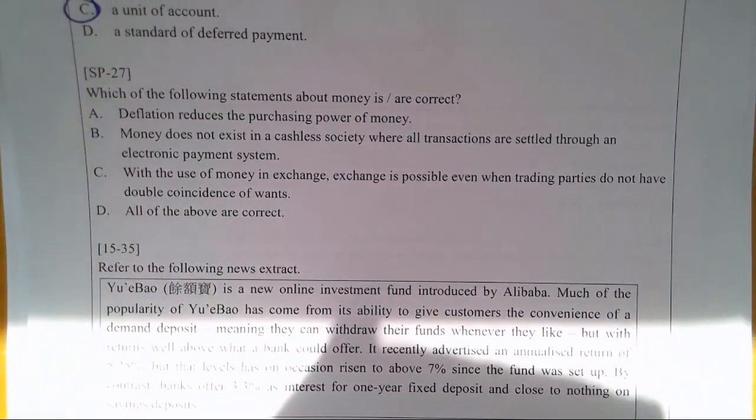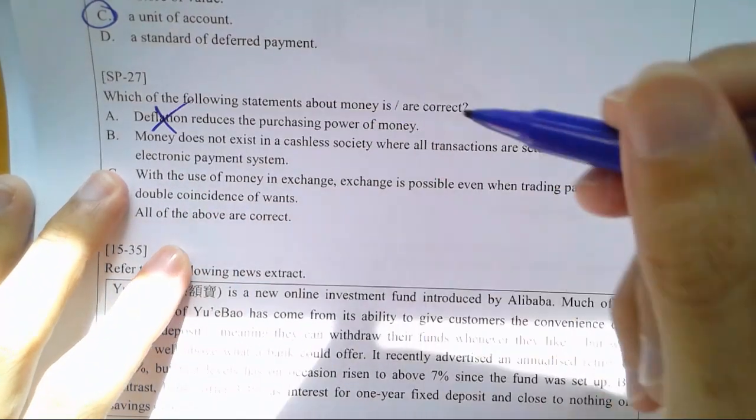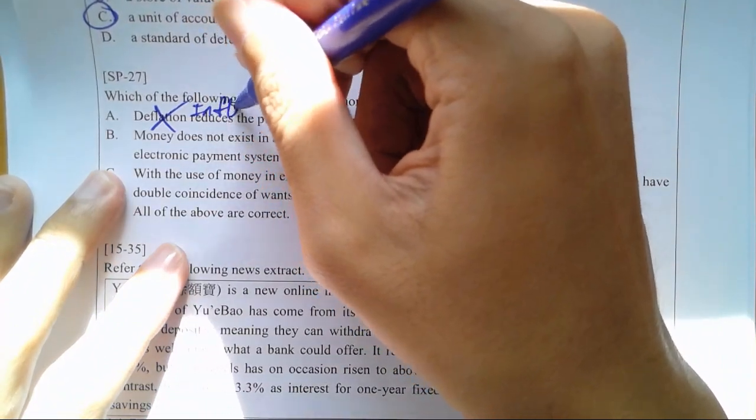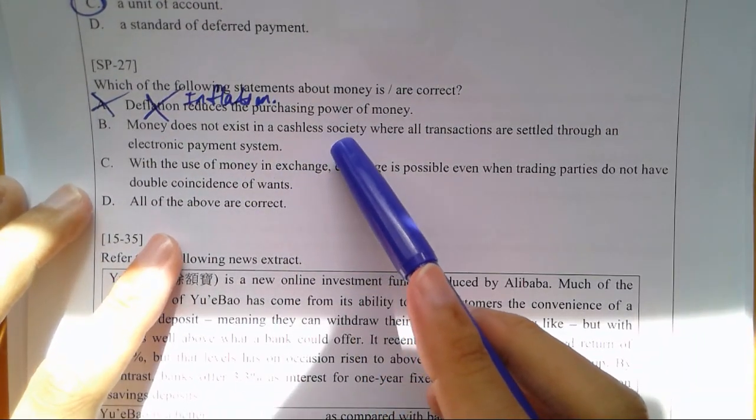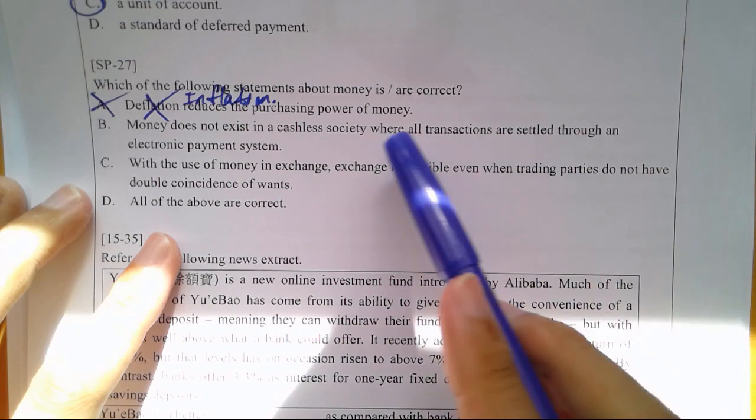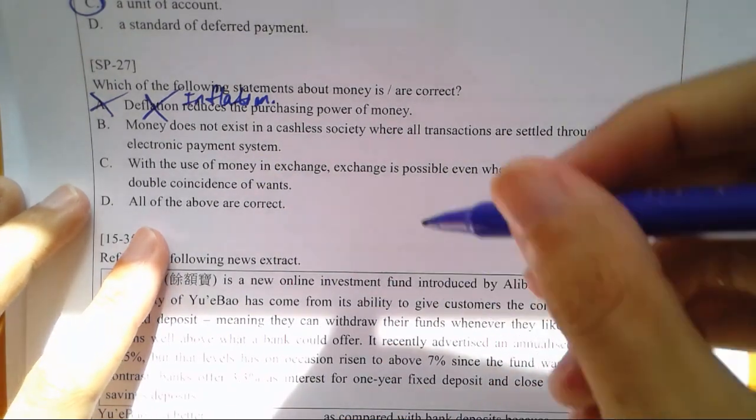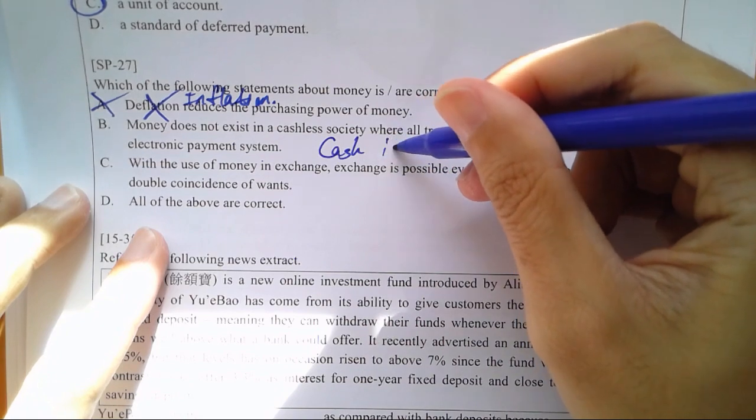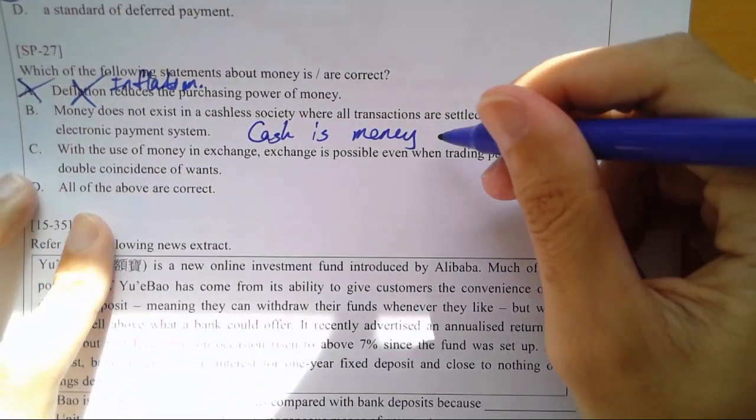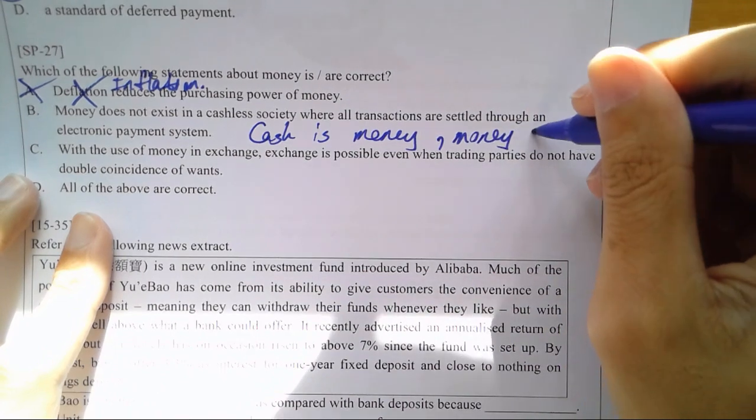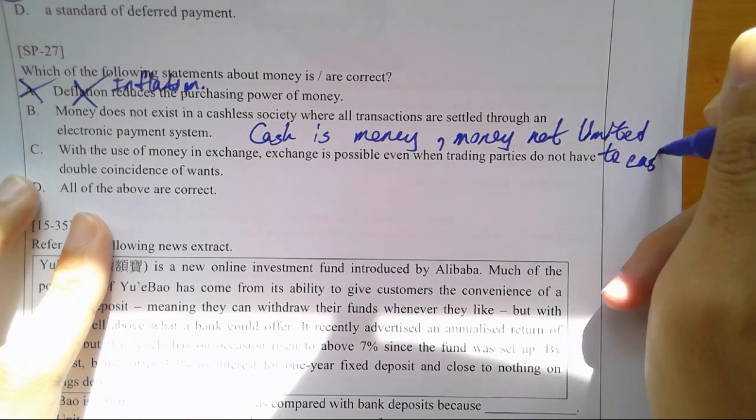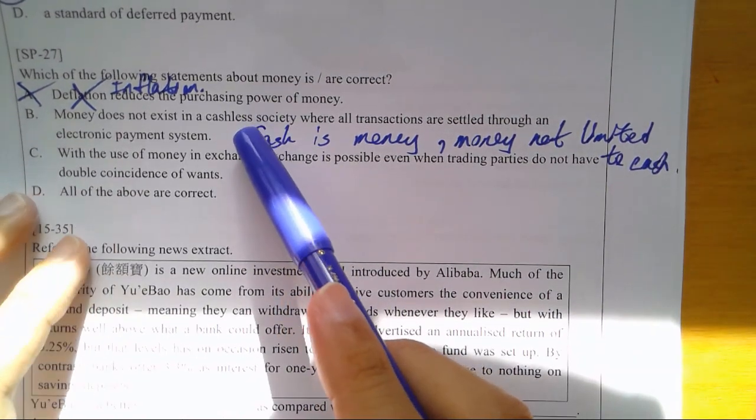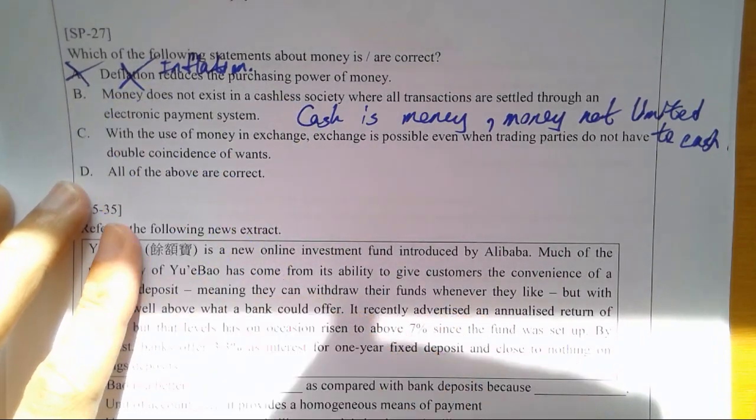Now, which of the following statements about money is or are correct? Okay, now deflation reduce, no. Inflation reduces, not deflation. 係嘛？So no, not A. Money does not exist in a cashless society when transactions are settled through electronic payment system. Remember, cash is money, okay? But money is not limited to cash. So even without cash, money can still exist.